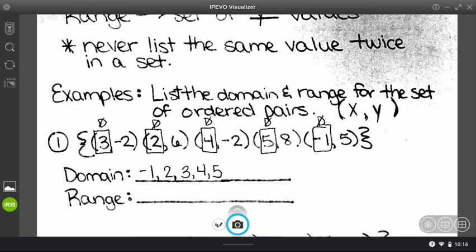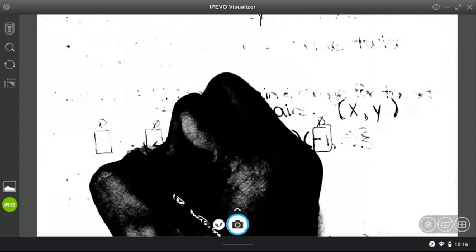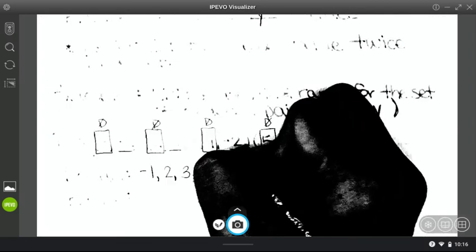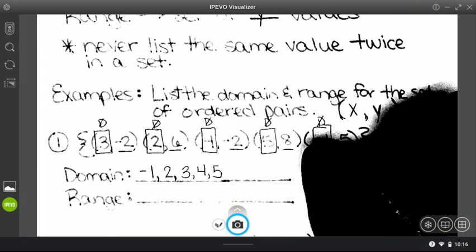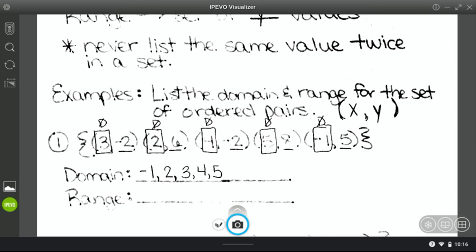So then for our second set, we're dealing with the range. So we're dealing with our y values. So we're working with the second number. All right, so we've got a -2, a 6, another -2. So we're only going to list that one once, right? And then we have an 8 and a 5.